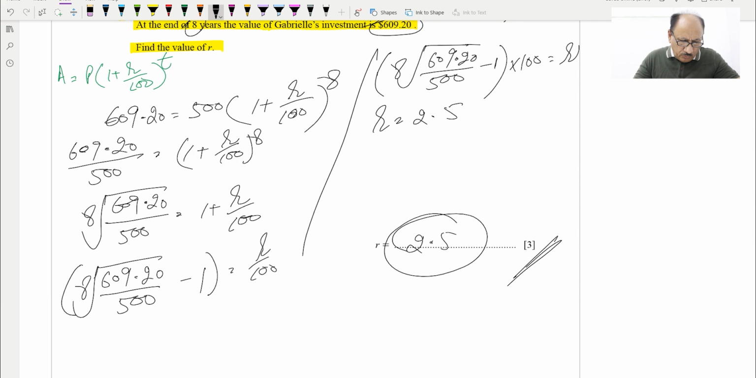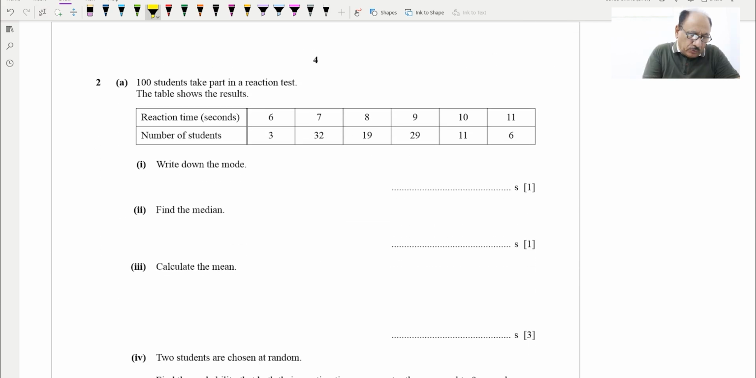Hopefully you understand this. Question number 2a part: 100 students take part in a reaction test. The table shows the test reaction time in seconds and the number of students. First of all, we need to write down the mode. Mode, you know, is the most repeating value, which is 7 in this case, repeating 32 times. So this will be for 1 mark. Then find the median. Median will be the middle value.